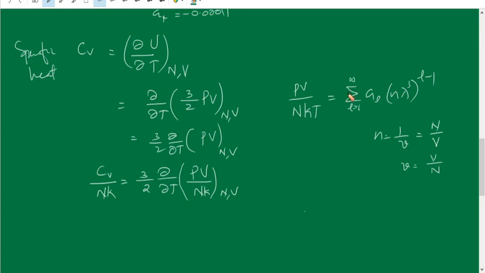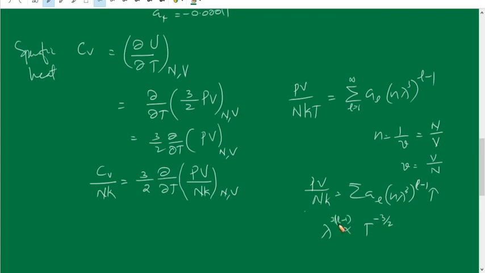So we can write this as PV by NkT. Therefore PV by NkT is equal to the summation of A_L (n lambda cube) whole raised to L minus 1, into T. Now lambda cube is proportional to T raised to minus 3 by 2, isn't it? Lambda is proportional to 1 by T raised to half, so lambda cube is proportional to T raised to minus 3 by 2. So lambda cube raised to L minus 1, all others are constant.